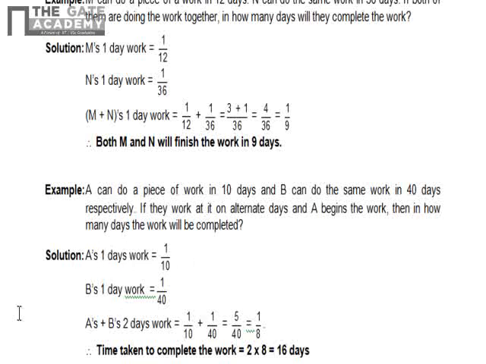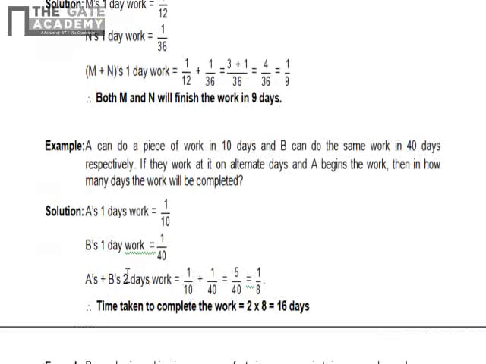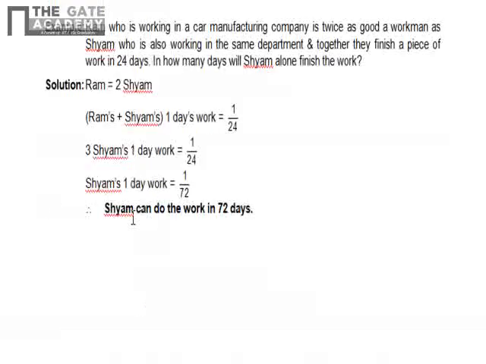A's 1 day work is 1 by 10, B's 1 day work is 1 by 40. If we combine A plus B's 2 day work, because A is working on the first day and B is working on the second day, the 2 days work of A and B will be 1 by 8. So the time taken to complete the work is 16 days, because in 2 days they complete 1 by 8 part. So you have to multiply 8 into 2, that is 16 days. So the work will be completed in 16 days. Now we'll see the problem involving efficiency.